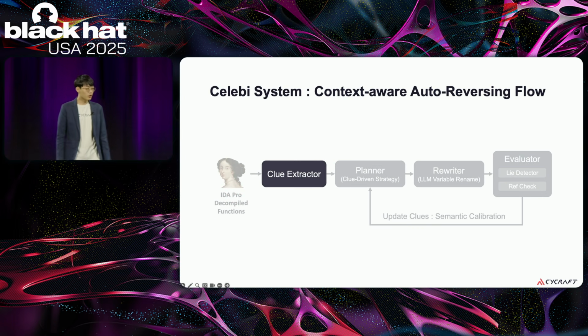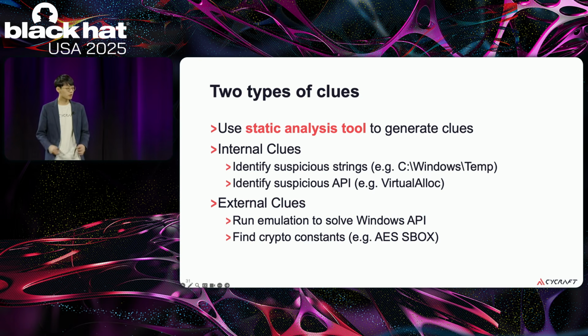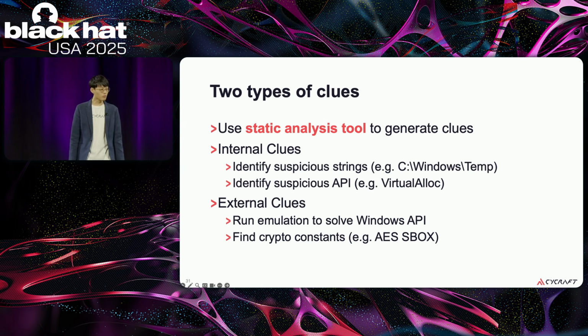OK, so let's see how our system works. In the first step, we'll see what clues we define here and how we generate them. We categorize the clues into two types: internal clues and external clues. For the internal clues, we highlight the patterns inside the decompiled functions, for example, suspicious strings or suspicious APIs. These clues will be helpful in the later steps.